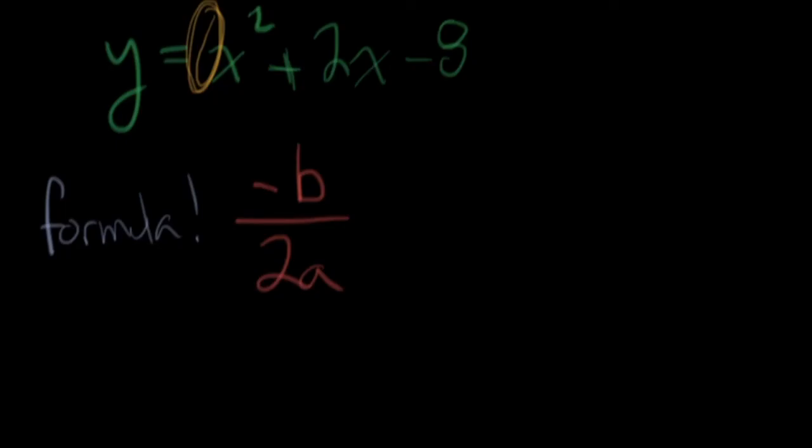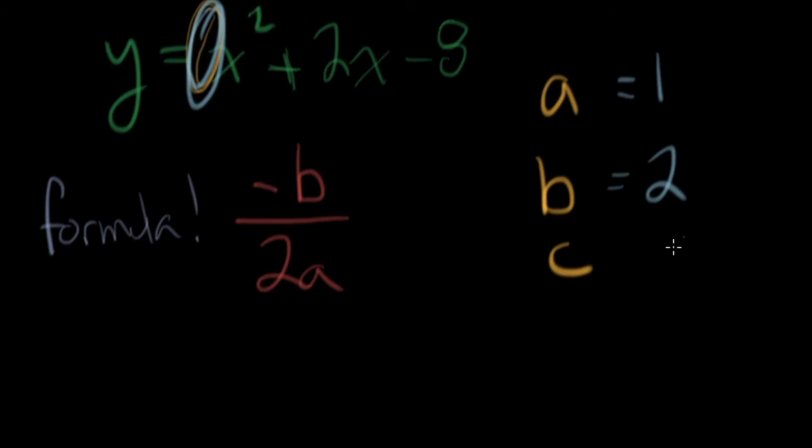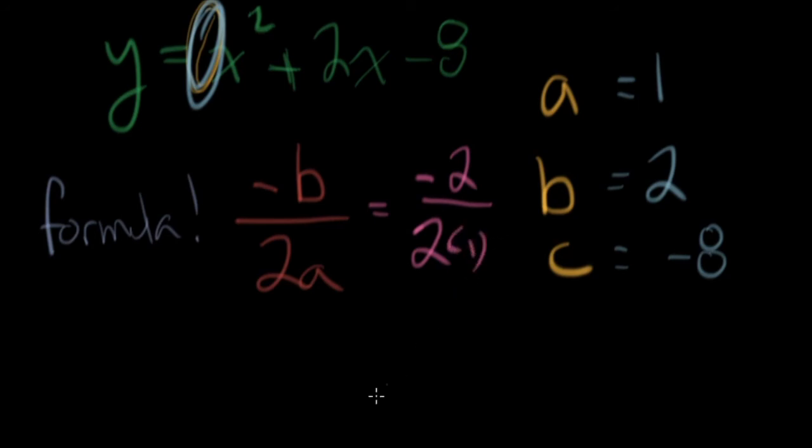So we're talking about negative b over 2a, and that means we need to figure out what our letters are going to be. So we have a, b, and c. Our a is right here, so that's going to be 1. Our b is 2, and our c is negative 8. You don't need that for the formula, but I'm just going to put that out there because it might come in handy later. So negative b would be negative 2 over 2 times a, which is just going to be 1.